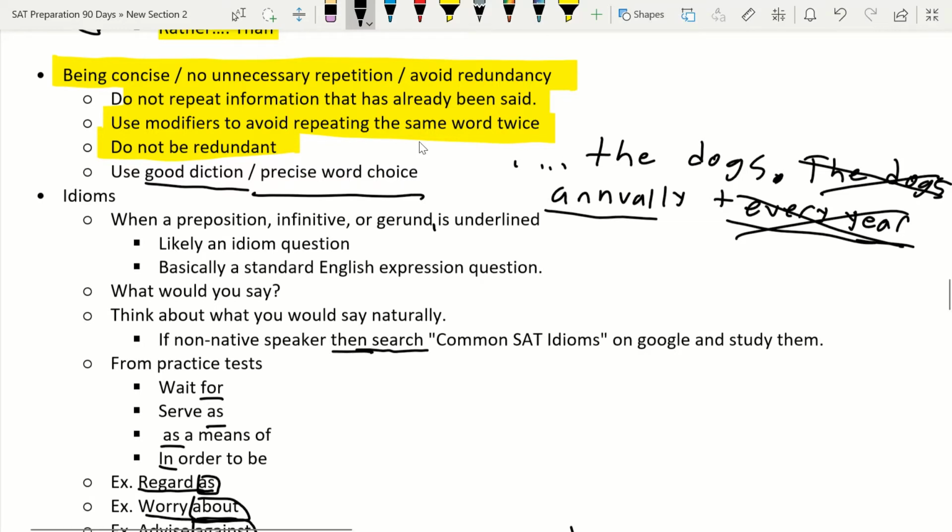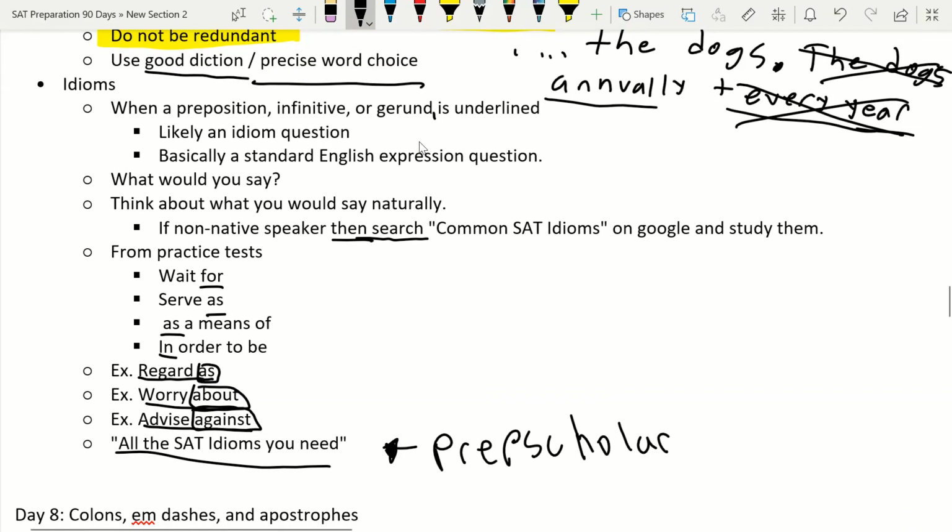All right, next up, idioms. So idioms, there's some stuff with grammar here.